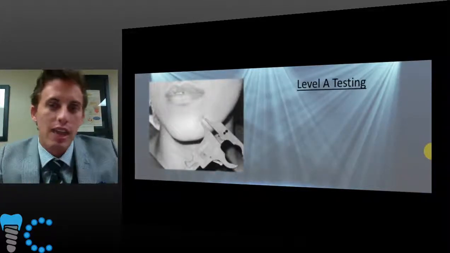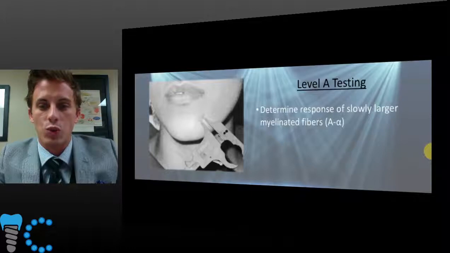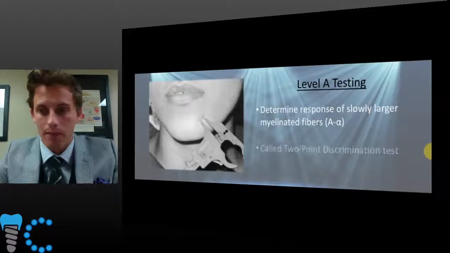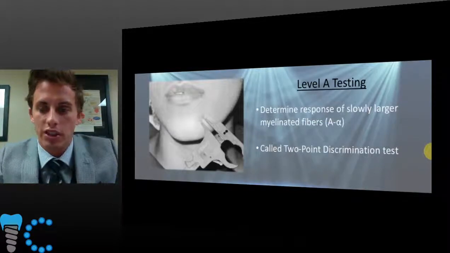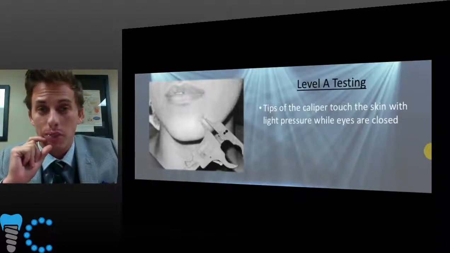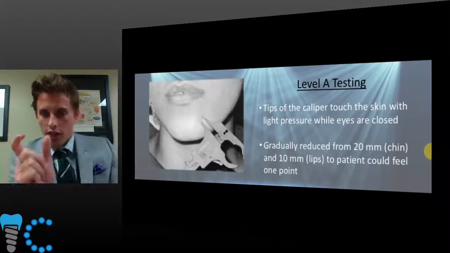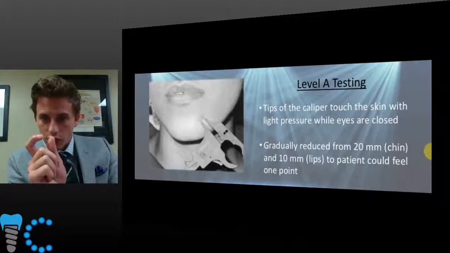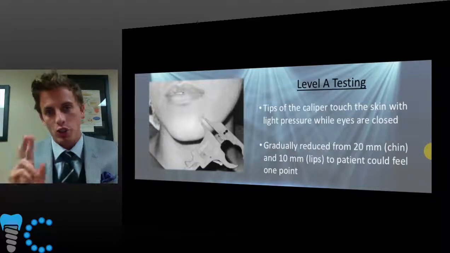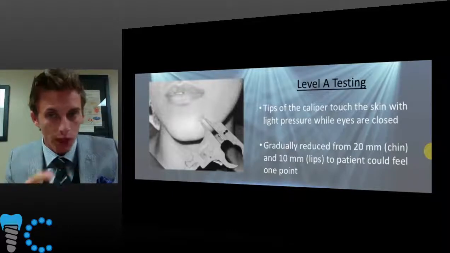There are three types of level testing. We have level A, level B, level C. Level A is where we're trying to determine a certain type of nerve fiber. This is called a 2-point discrimination test. We take calipers to touch the skin when the patient's eyes are closed, and we're trying to reduce the distance of the two calipers to as small as possible to find when the patient feels only 1 point. So we're trying to determine at what distance they feel 2 points, and when those 2 points feel like 1 point.